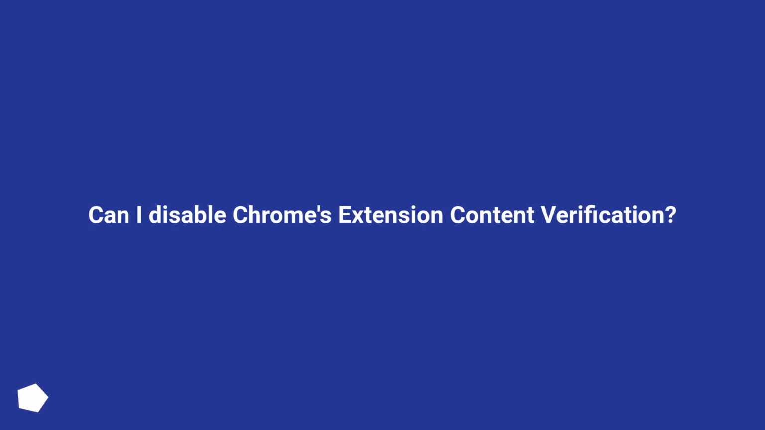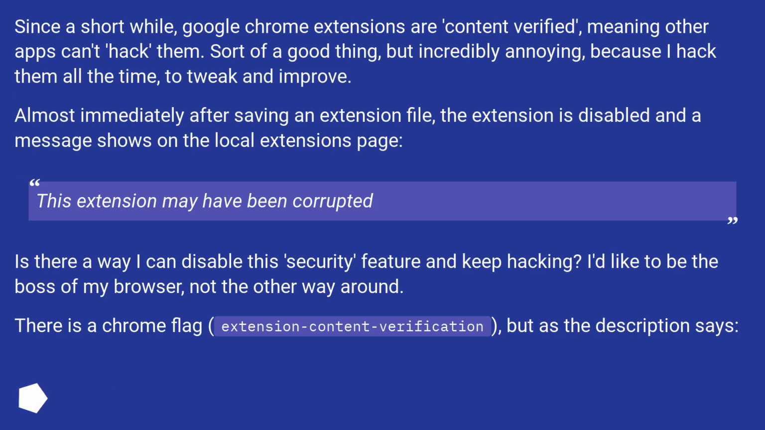Can I disable Chrome's extension content verification? Since a short while, Google Chrome extensions are content verified, meaning other apps can't hack them. Sort of a good thing, but incredibly annoying, because I hack them all the time, to tweak and improve. Almost immediately after saving an extension file, the extension is disabled and a message shows on the local extensions page.